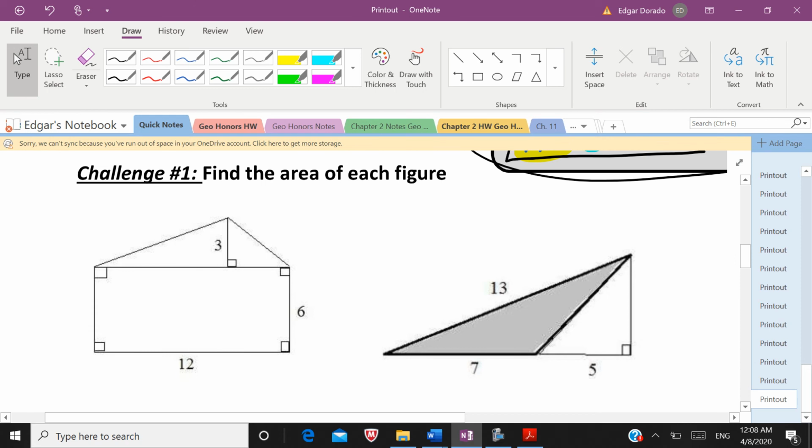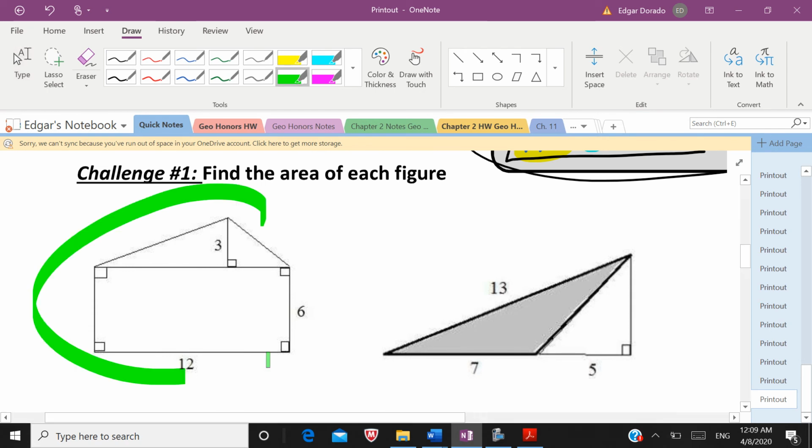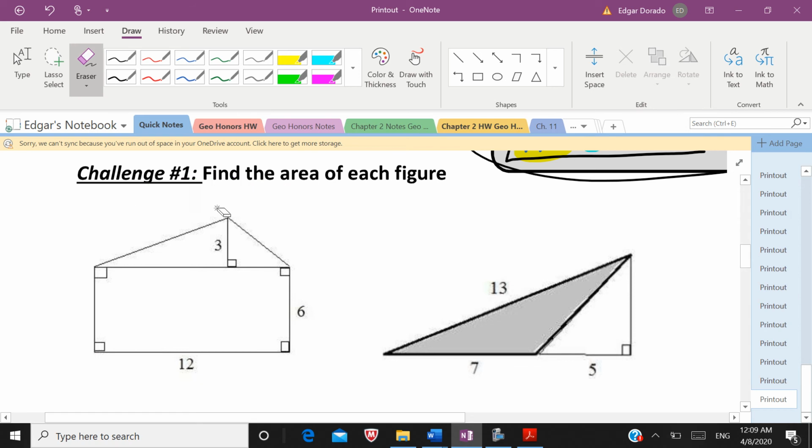So it says find the area of each figure. So I want to find the area of this whole thing. But here's what I'm noticing. This is broken up into two big pieces. Here's one. That's a rectangle. Here's the second.